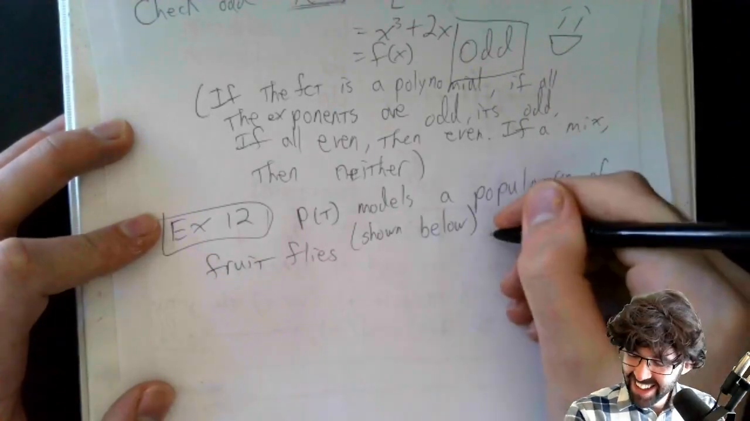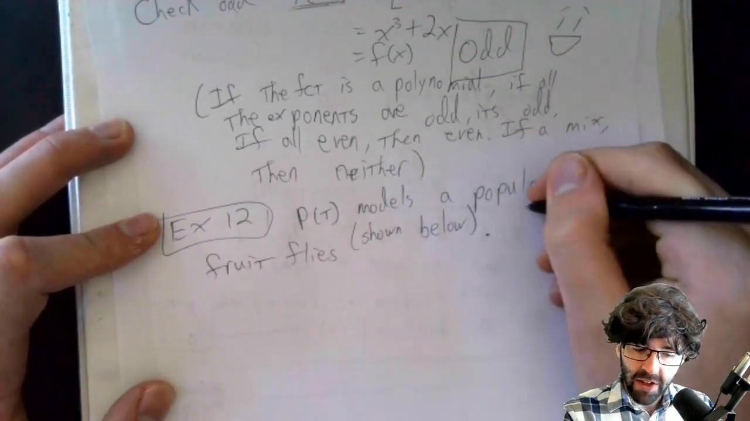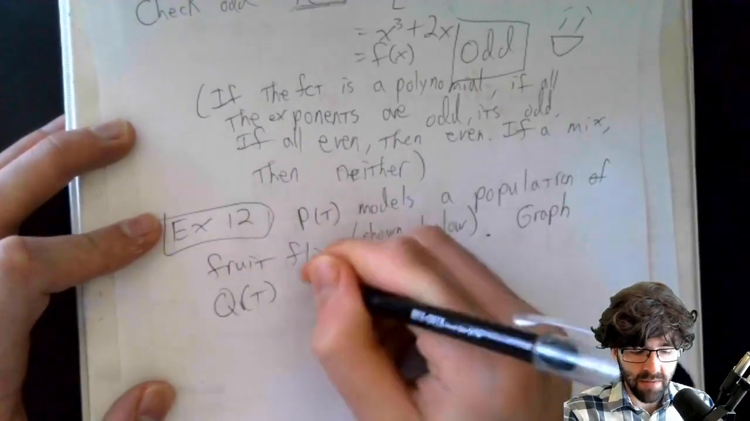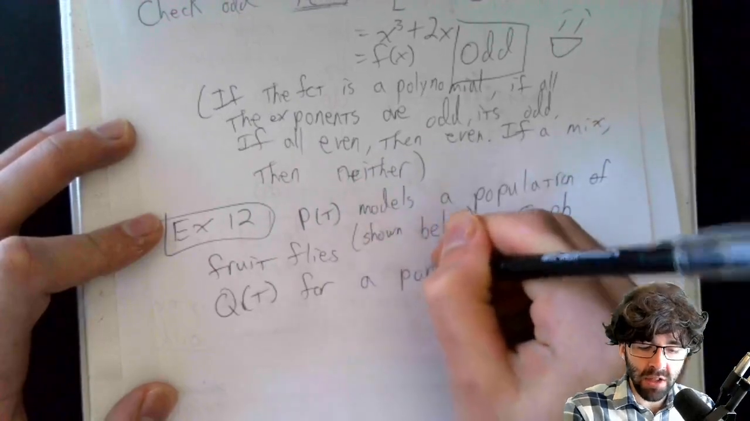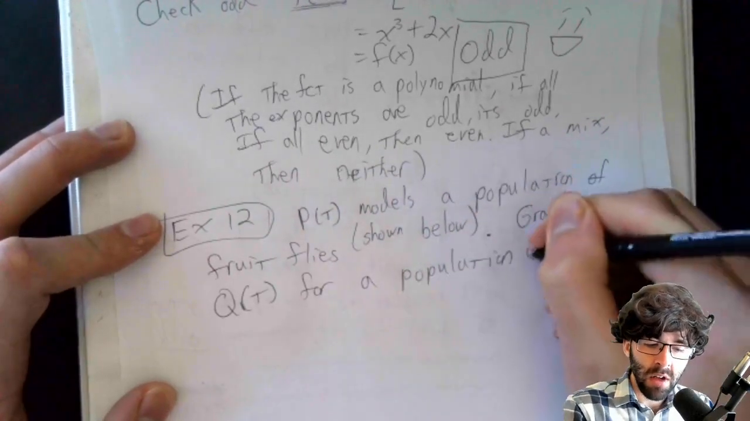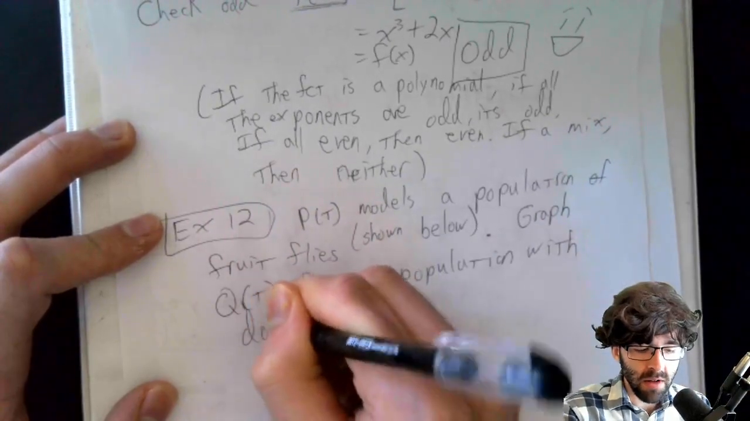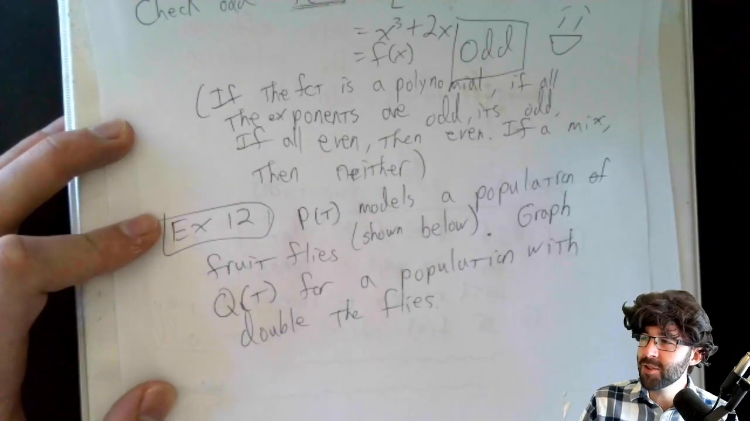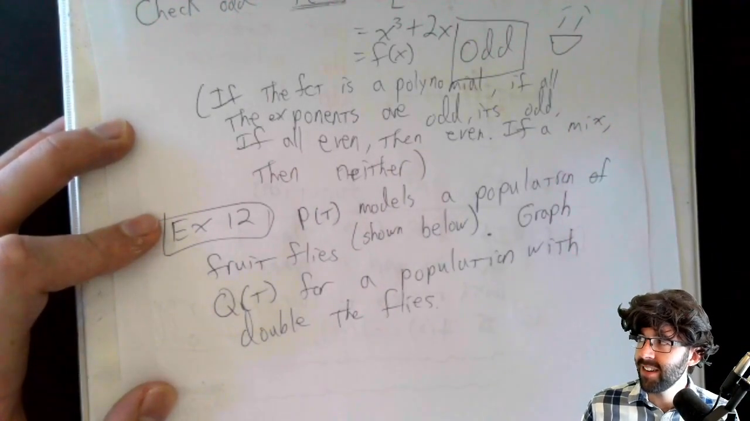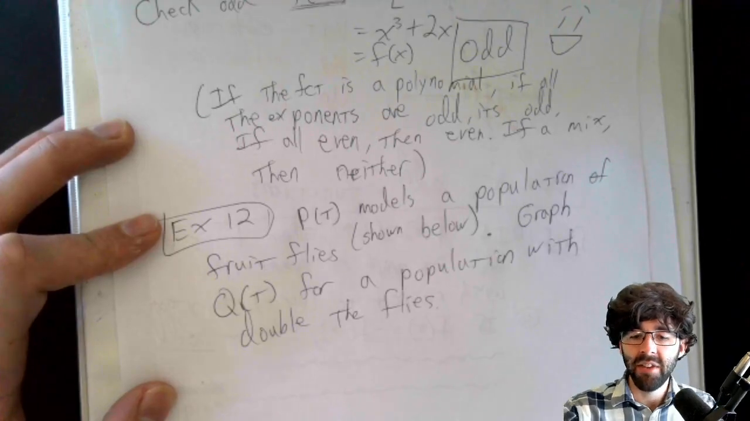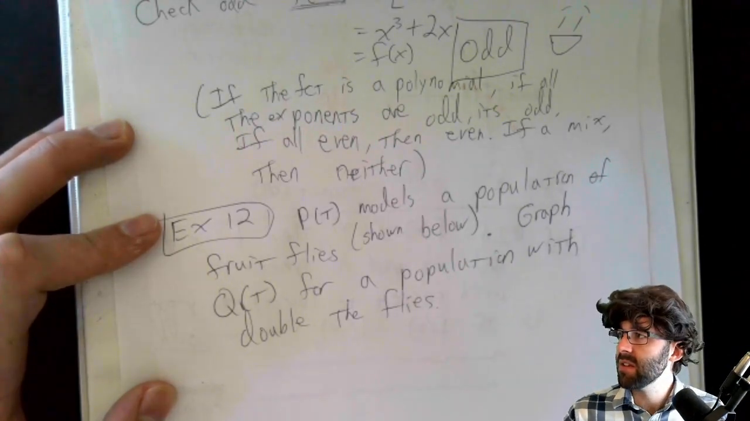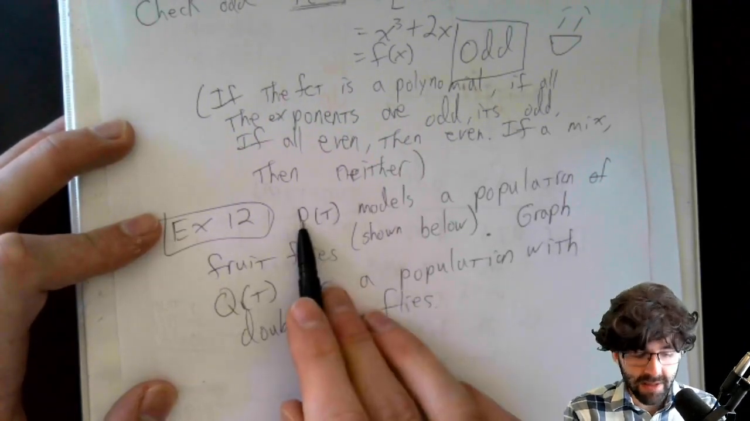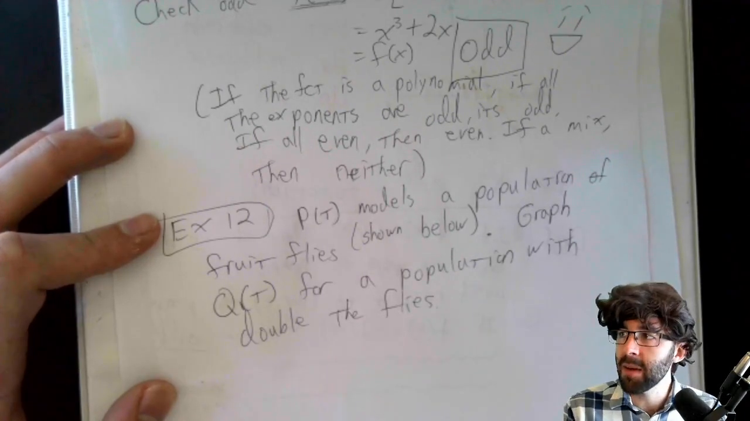All right. The question is, graph Q of t for a population with double the flies. So this is a vertical stretching. Okay? This is a vertical stretch because the y values, right? The y values are, in this case, the P values. The population is getting doubled.